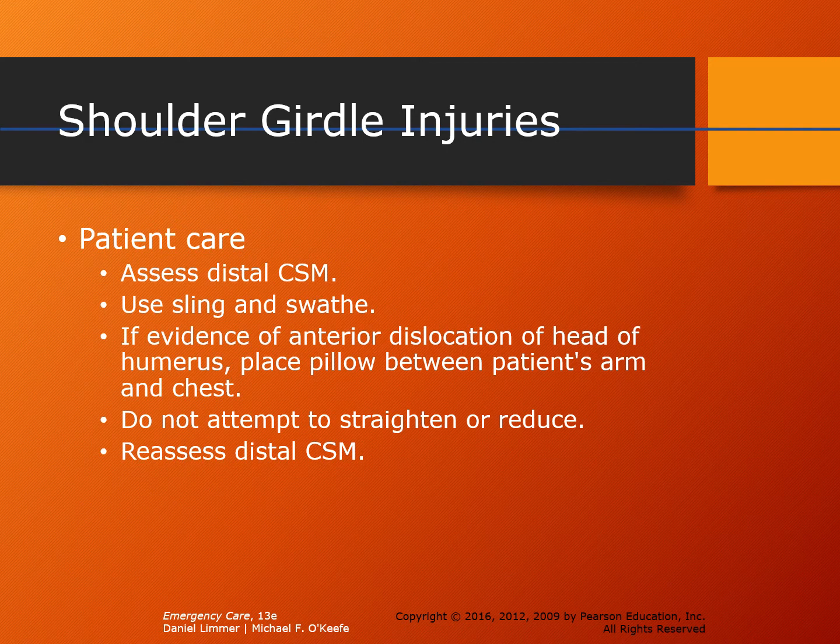If there's any evidence of anterior dislocation of the head of the humerus, place a pillow between the patient's arm and chest and don't attempt to straighten or reduce. And by reduce, we mean relocate that humerus into the socket. It's a very delicate procedure that can be done very quickly by a trained professional, and we just don't train you to do that here. Once we're done putting all this in place, we want to reassess distal circulation, sensation, and motor function and move forward.